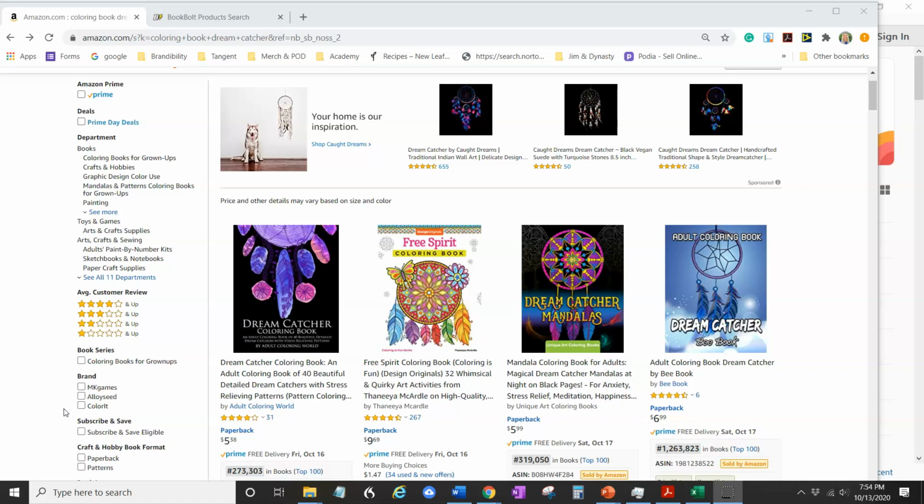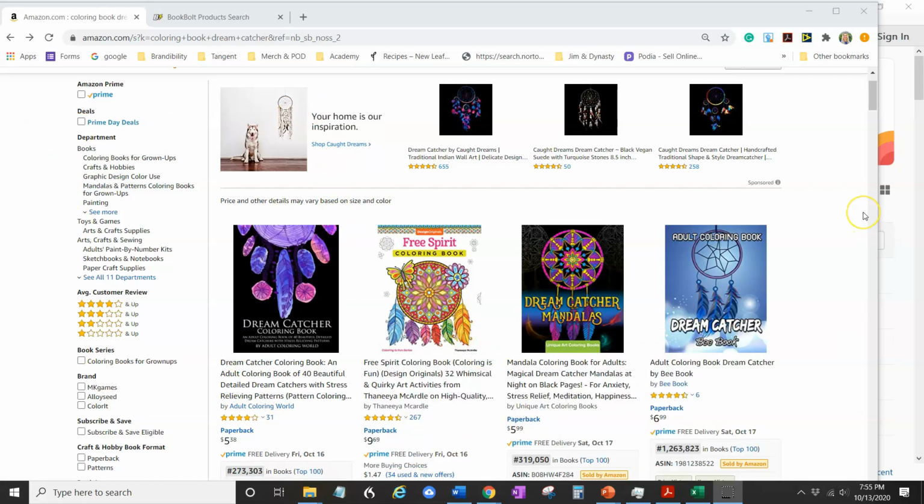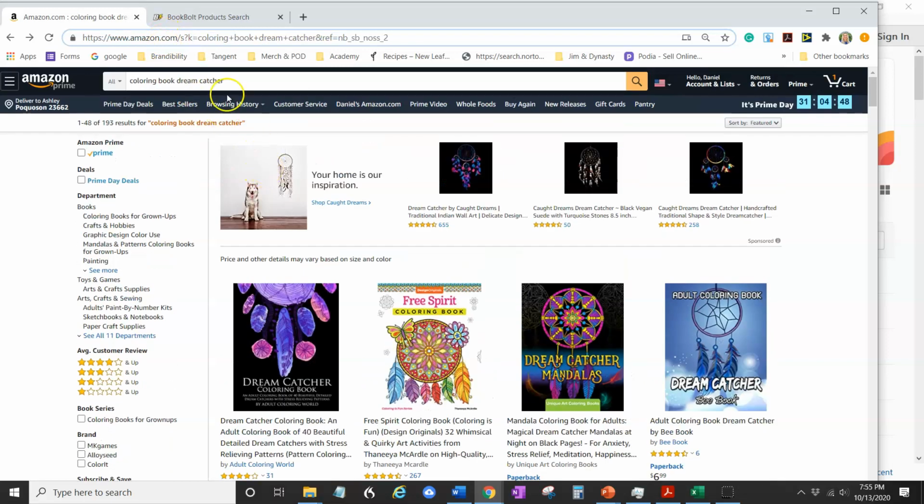Initially I started off asking, what subject do I want to talk about? And I know coloring books have been really, really big. Everyone is into coloring books. So I want to show what I did. I got to this topic that we're going to look into, which is coloring book dream catchers. But I want to show you how I actually found this. So here, let me go up to the search.